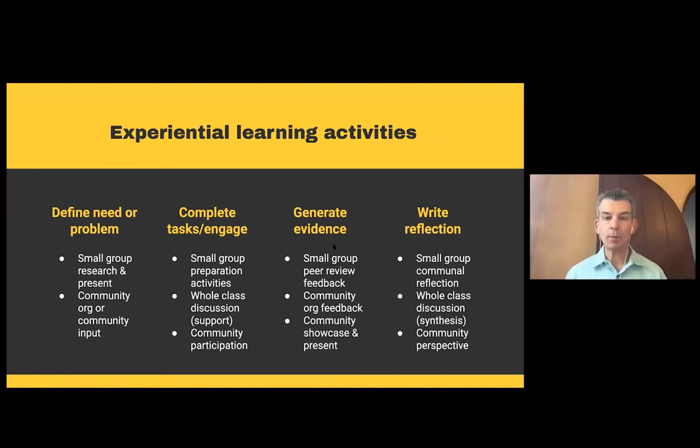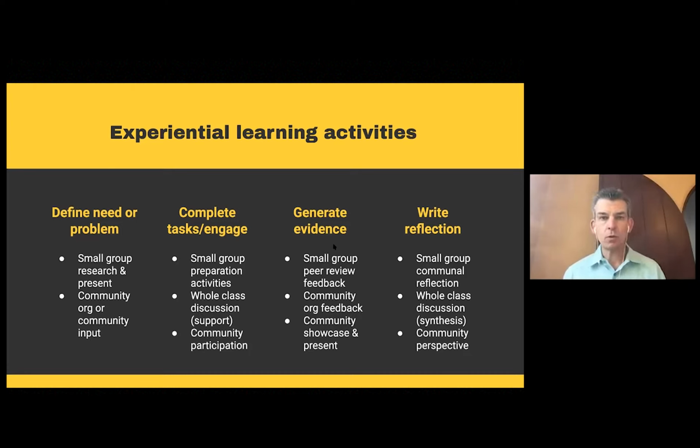The experiential learning process also includes completing tasks or engaging in a process. Small groups, again, might do some preparation activities to get ready for working with a community, setting some norms to make sure that they're representing San Bernardino well. You might have a whole class discussion about that as an ongoing way to support students as they go through this virtual service learning exercise. They're going to have questions as they come up, and they're going to need answers quickly. And last but not least, as they engage with the community organization and the community itself, we have to construct these activities and places for them to happen.